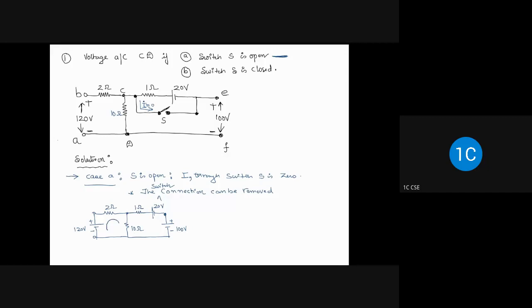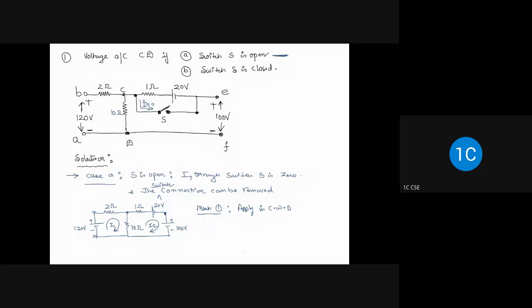Let's say I take mesh analysis. Since we have already studied mesh analysis, let's just apply mesh analysis. Say this is I1, say this is I2. Okay. Write the equation. Mesh 1. I'm applying it in the clockwise direction.